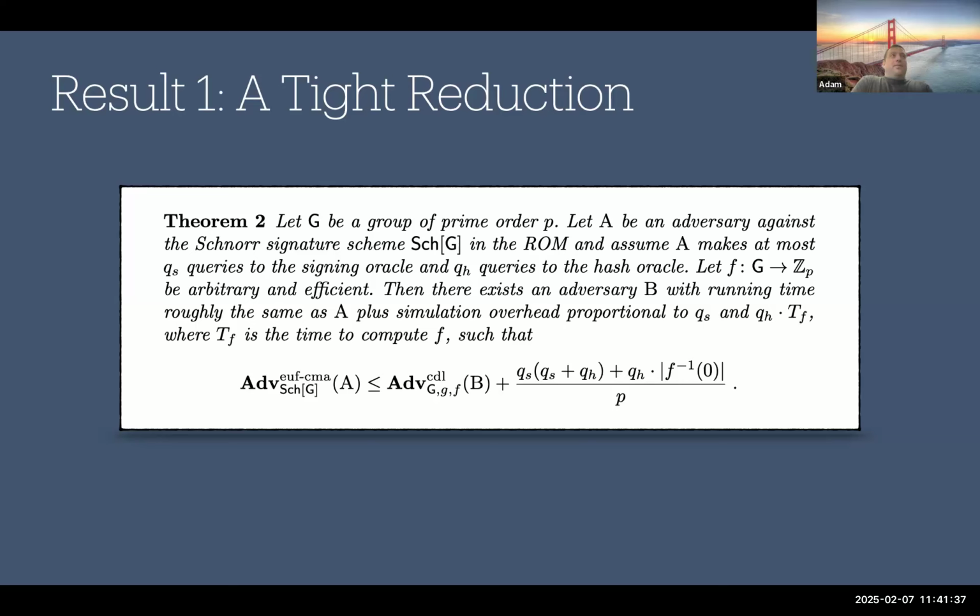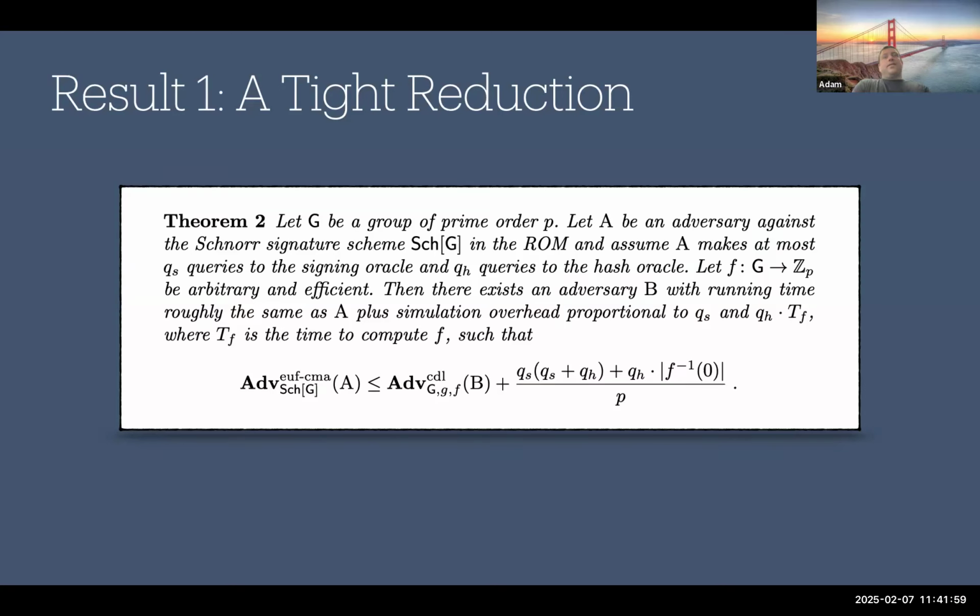F needs to be efficiently computable, because it's computed by the reduction. So it's any efficiently computable mapping. But not by the scheme. No, the scheme doesn't change at all. I see. It's only in the proof. So we only use F in the proof. Oh, that's interesting.